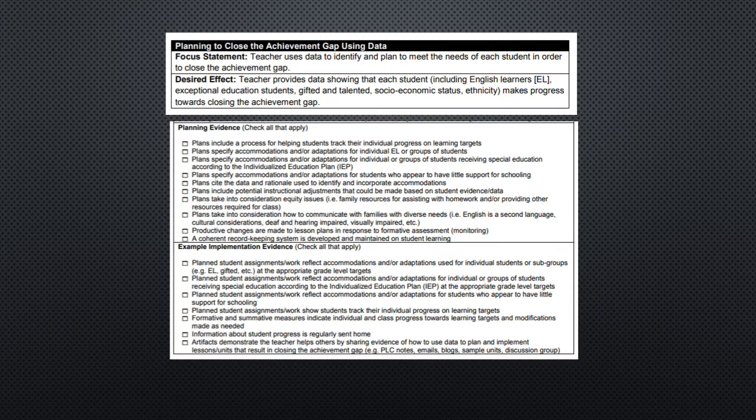Planning to close the achievement gap using data requires a deep knowledge of individual students' strengths and weaknesses and intentionally developing a process to address the needs of all students. Monitoring techniques should be determined and intentionally planned to provide data showing that each student, including English language learners, exceptional education students, gifted and talented, socioeconomic status, and ethnicity, makes progress towards closing the achievement gap. Please note the planning evidence and implementation evidence on the protocol for this element.